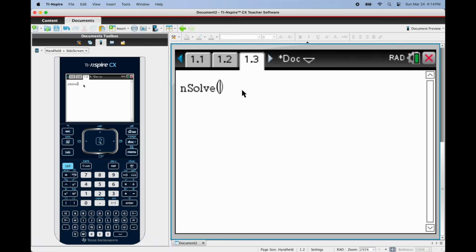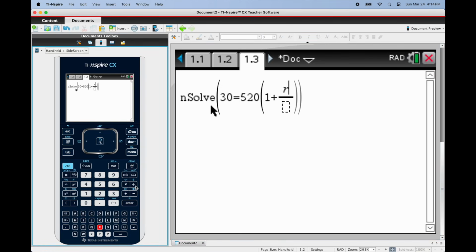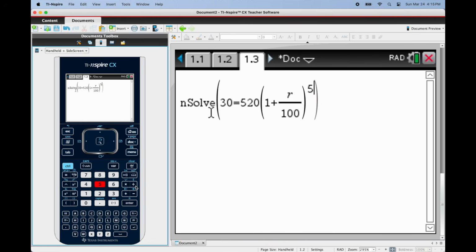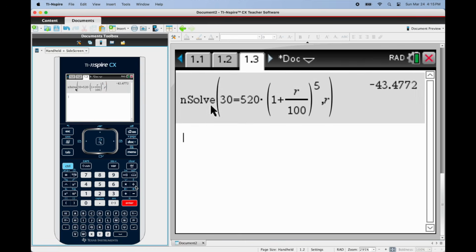Menu, algebra, numerical solve. 30 is equal to 520 multiplied by 1 plus, and in this case, we have r over 100. We want to raise this to the power of 5. And let's ask the calculator to solve for r. And in this case, it worked out okay.